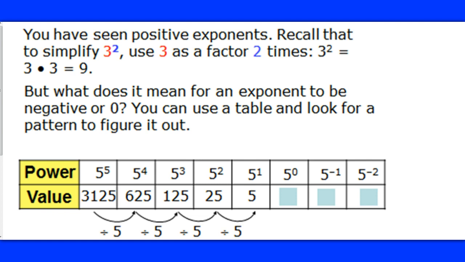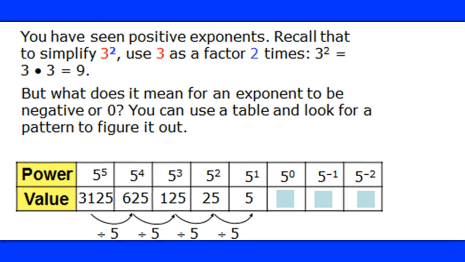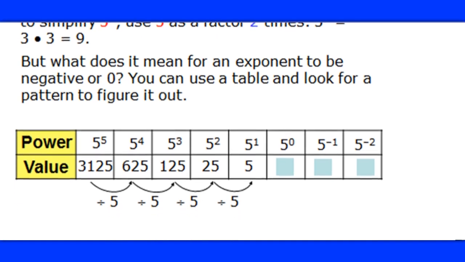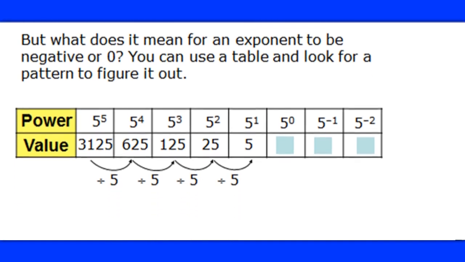So let's use this table down here on the bottom to see what's going to happen with that and if we can figure out a pattern. If I move down from 5 to the 5th power to 5 to the 4th power, I have undone one of the multiplications by 5. So that means I'm going to divide by 5. If I move down again, I divide by 5 again. Move it down another one, divide by 5, divide by 5. So let's keep this pattern going and see what happens.